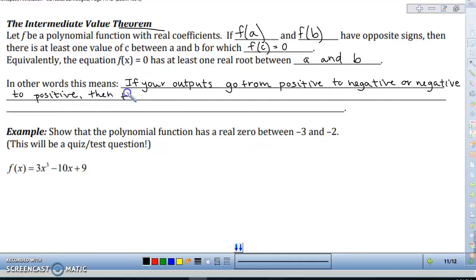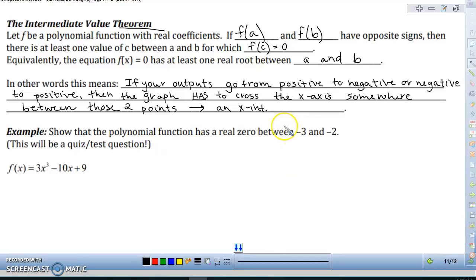then the graph of f of x has to cross the x-axis somewhere between those 2 points. So really, this means we have an x-intercept. The important thing here, and you'll see when you go onto the website to take a look at the notes solutions, there's lots of extra information that I've written on the notes pages that you might want to include. You'll see some extra stuff in there, but really what this means is that we don't care what the x-intercept is, we just care that it's there, that it exists.